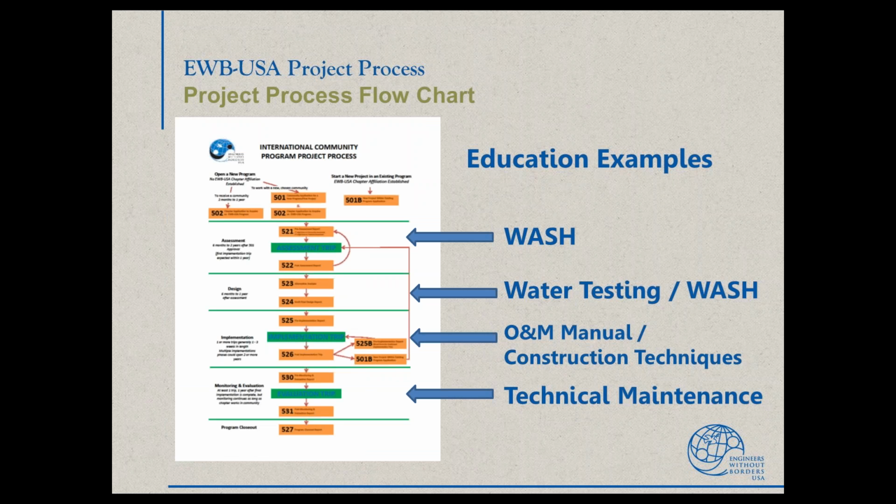So as we can see on this chart, I've just tried to insert where I have seen chapters include education into their projects, and how they do it. As you can see, providing education to our community partners is important and critical in every phase of the project process. The community must be involved in the entire process. I think education is a really great way to get them involved.